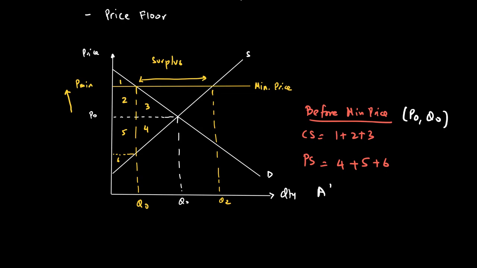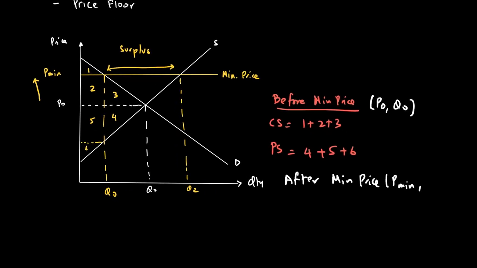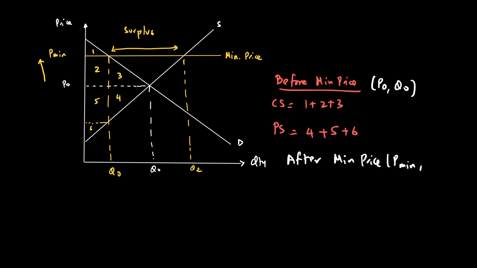Now after minimum price, we know the price is P min, and we know the quantity that is being sold is Q1. So let me call this Q1.